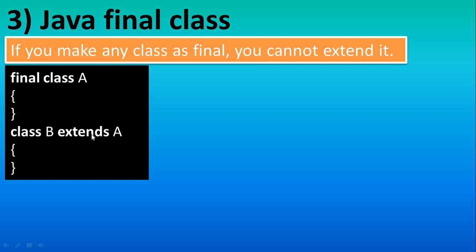So friend, in short, you understood now. If you use the final keyword, whether it is variable, method, class, then what happens? It gives the security to that variable, method and class, and you cannot reuse that content.